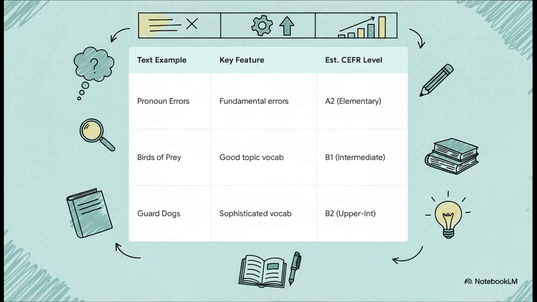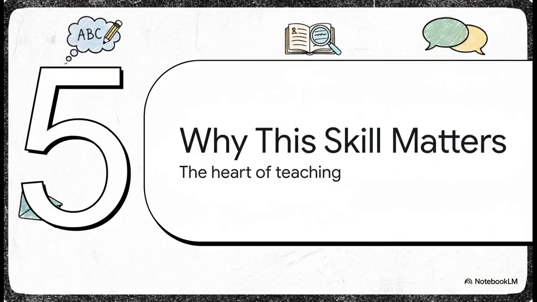So now let's map our examples onto that scale. Remember the text with the pronoun errors? That's classic A2 level stuff, so it needed a fundamental grammar lesson. But our B1 level birds of prey text, the lexis lesson there could focus on good, solid topic vocabulary. And for the more advanced B2 guard dogs text, the lexis lesson could push into much more sophisticated phrases and expressions. You see? The level totally changes the lesson.